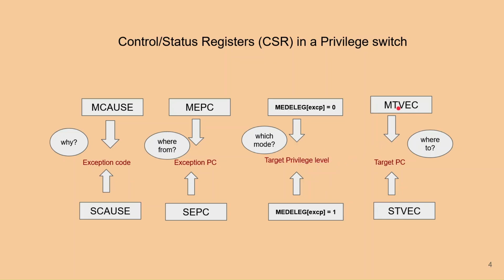The MTVEC and the STVEC CSRs determine where the control transfers when an interrupt or an exception occurs. These registers hold the trap handler base address. They also encode whether the trap vectoring mode is direct, which implies a single entry point, or vectored, which is a per interrupt entry point for interrupts.